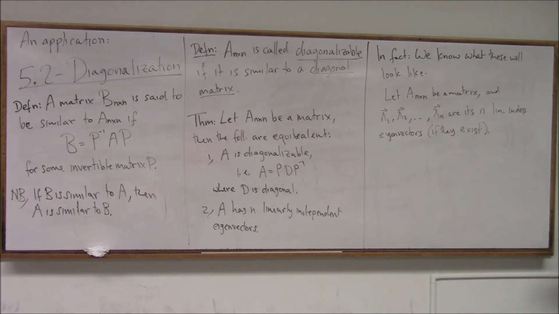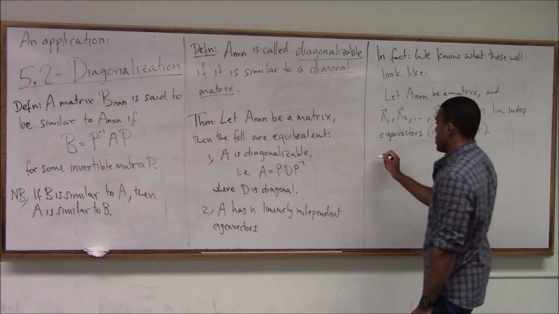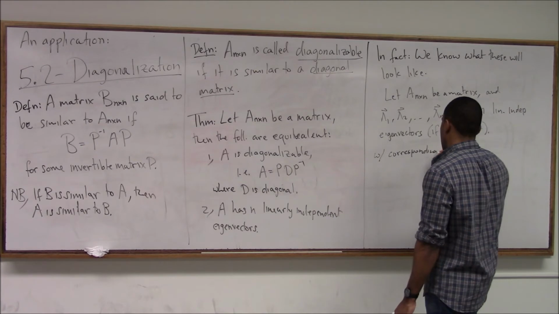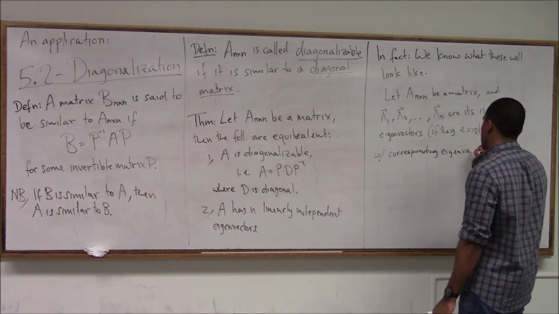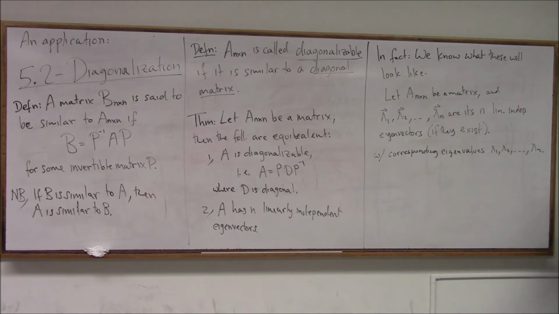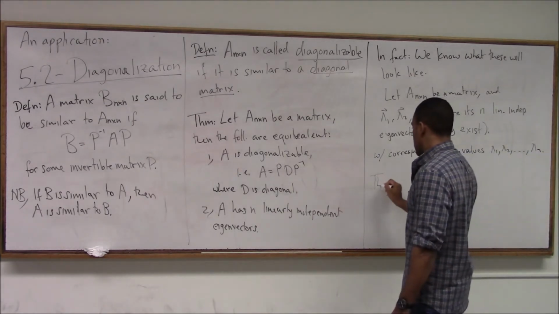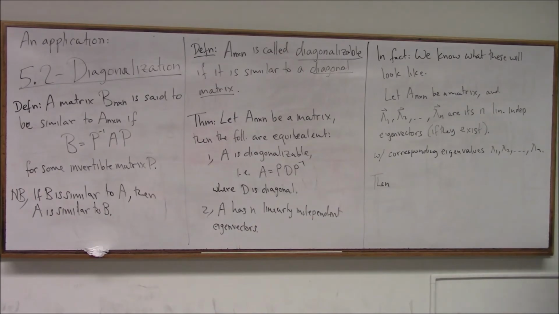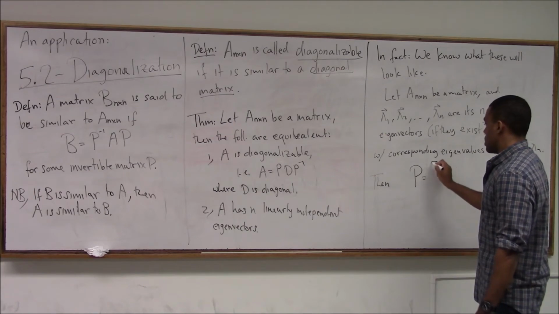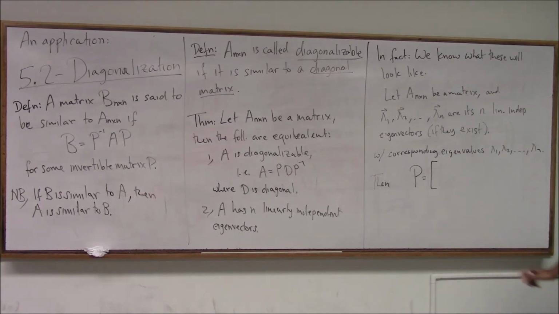We have a matrix and it has n linearly independent eigenvectors with corresponding eigenvalues lambda 1, lambda 2, lambda n. There's no intrinsic order here, but when you order them, it will matter. The order will matter. They have to line up. Okay? Then, it turns out, P equals this guy will diagonalize A.